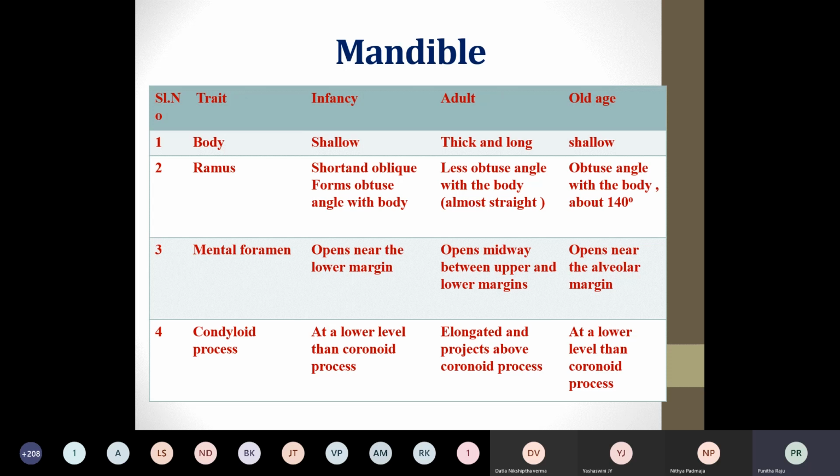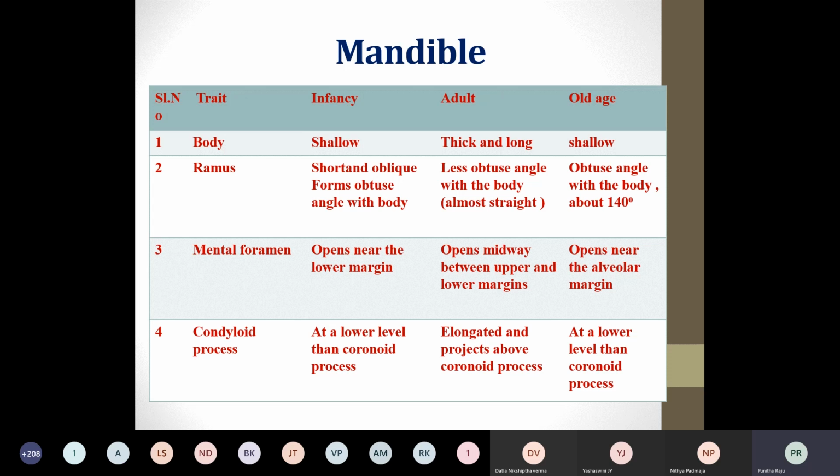And the mental foramen opens near the lower margin of the mandible in infancy. In adult, it opens between the upper and the lower margin. And in old age, again it opens near the alveolar margin, that is, towards the teeth. That is the mental foramen.